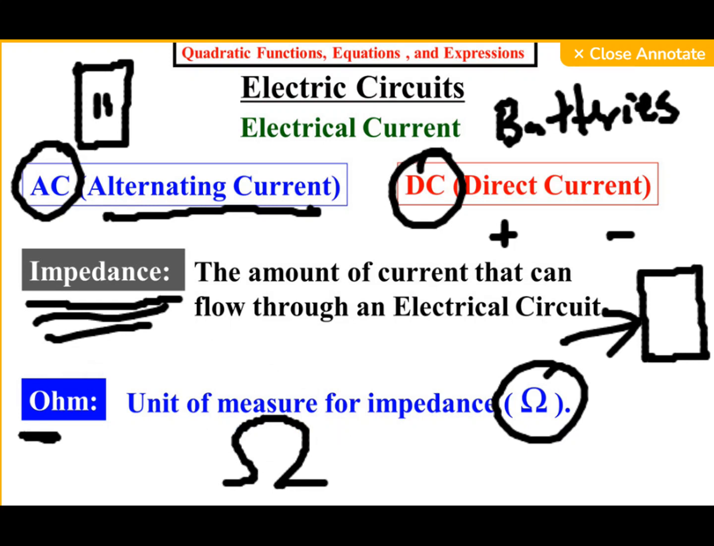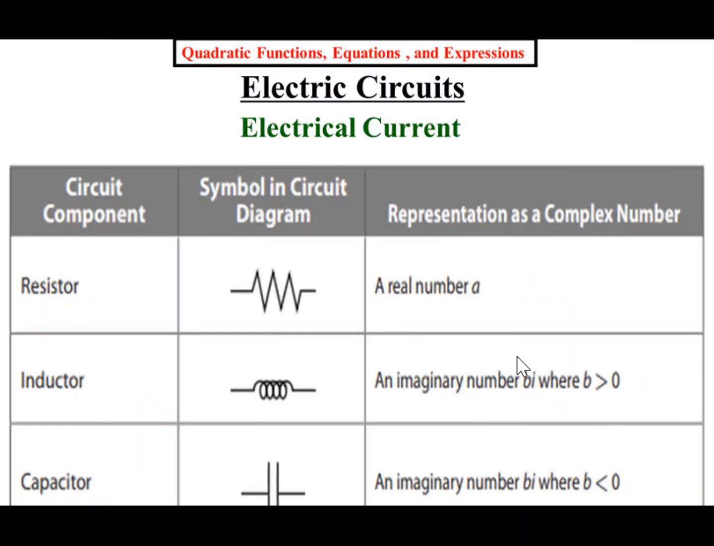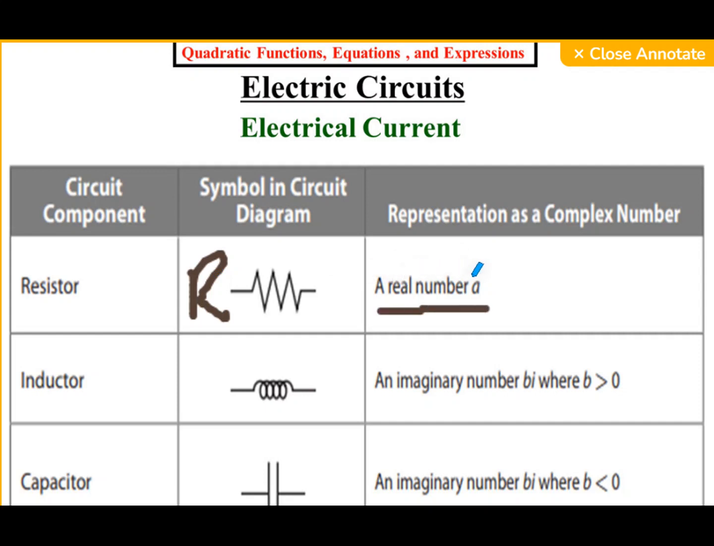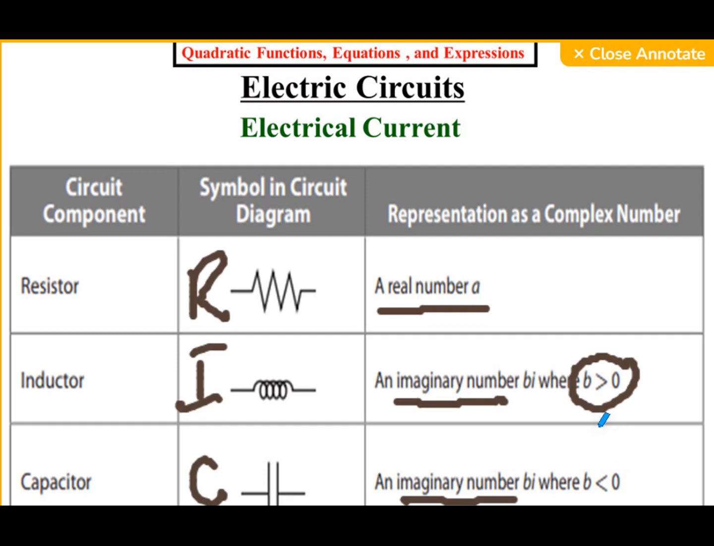Now check this out. Yesterday, I gave you a table that had the component and the diagram used for the component, but today we're going to add values to that. Mathematicians and scientists figured we can add a value to the resistor by making the resistance, or the impedance going through that component, a real number. For the inductor, it's going to be an imaginary number where b is greater than 0. And for the capacitor, it's going to be an imaginary number, but b is less than 0.